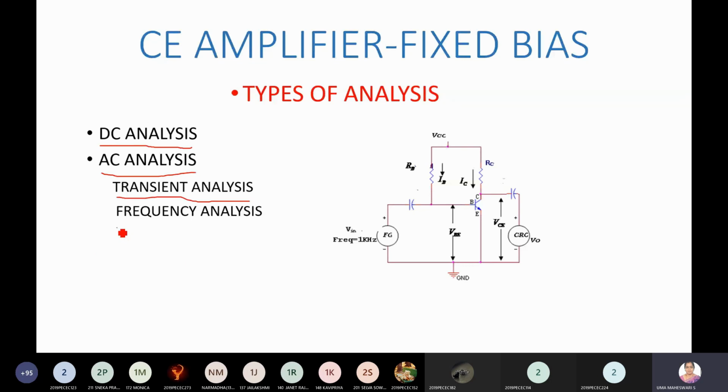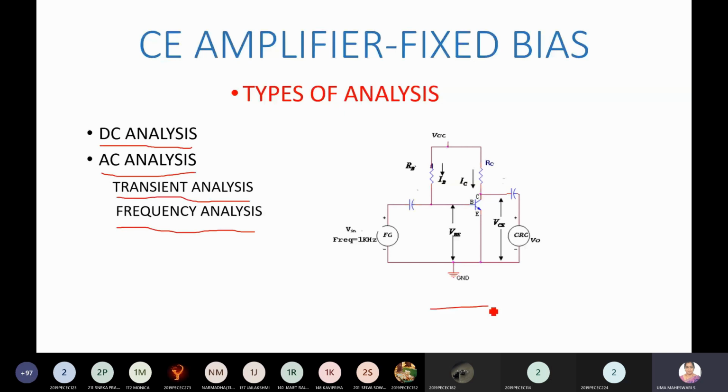And the next type of analysis is where you're going to see how the output changes with respect to frequency. That type of analysis is called frequency analysis. Is it clear, students? We have got various types of analysis: DC analysis, then with respect to time, and with respect to frequency.